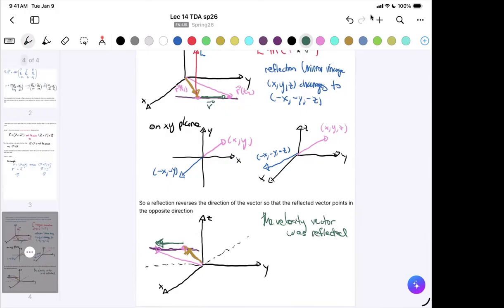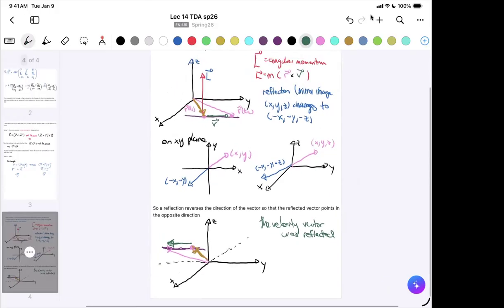But what happens with the angular momentum? If you do R cross V again, now this is a new R and this is a new V. If you do R cross V, it's still pointing up. So the angular momentum didn't flip. It didn't go opposite of what it was before. So the angular momentum is still pointing up.